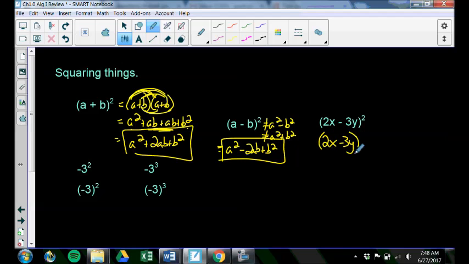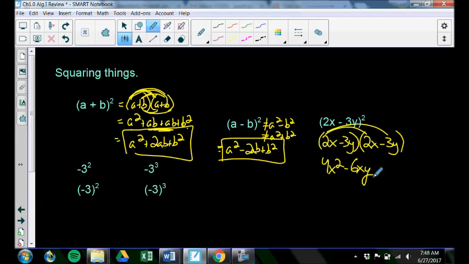2x minus 3y squared is 2x minus 3y times 2x minus 3y. To square something means you multiply it by itself. Actually write that out. Now, 2x times 2x is 4x squared. 2x times negative 3y is negative 6xy. That's all we can do. Just write the xy next to each other.